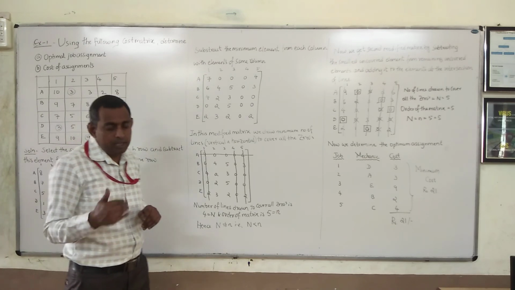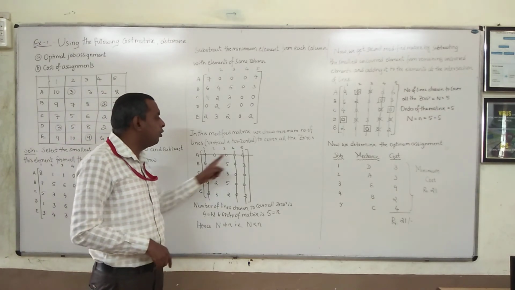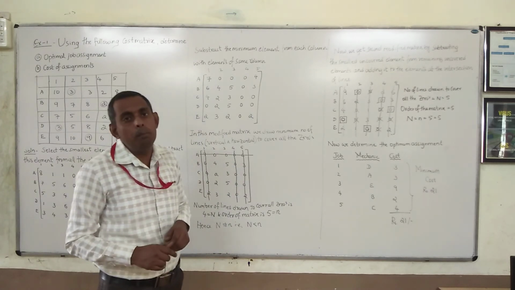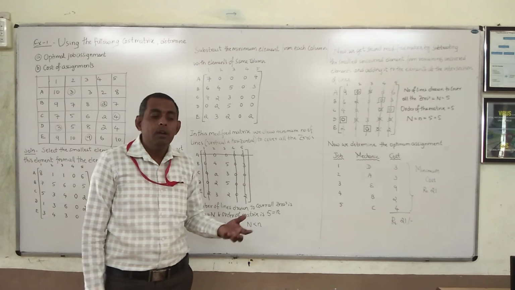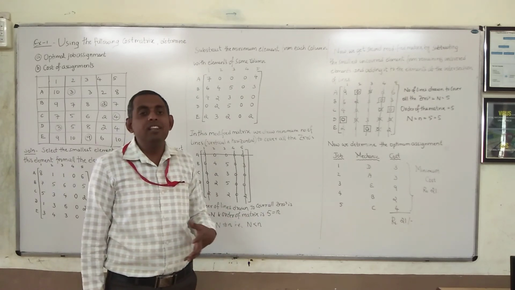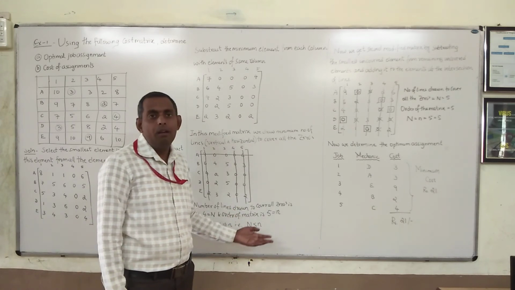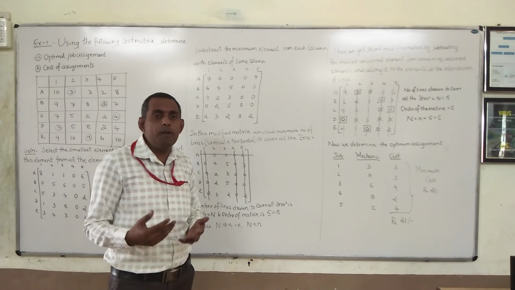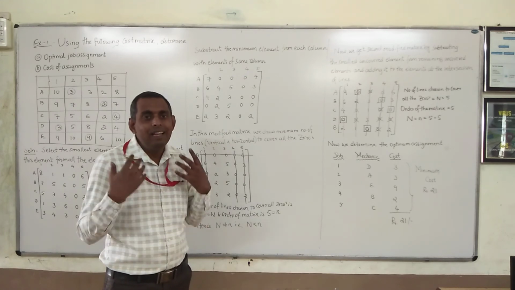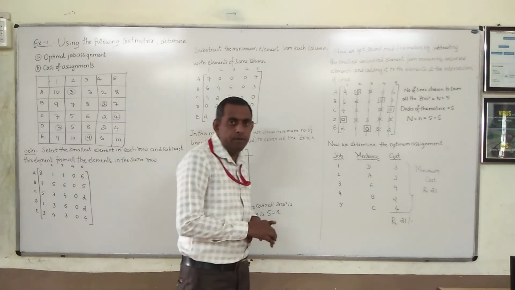So then we get the first modified matrix. In the first modified matrix, we have to draw the minimum number of horizontal and vertical lines to cover all the zeros. If the number of lines drawn is equal to the order of the matrix, we say we can do optimal assignment. If the number of lines drawn is less than the order of the matrix, then we go for the second modified matrix.